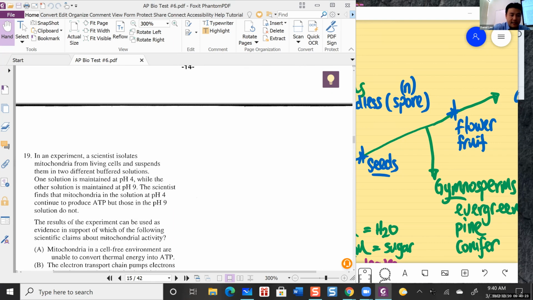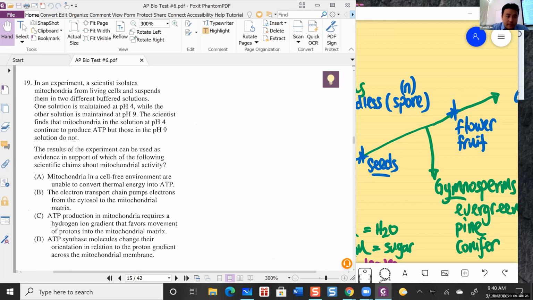Next one. Number 19. In an experiment, scientists isolate mitochondria. Now, the first thing that popped to my mind, mitochondria used to be a free-living aerobic bacteria, right? It has its own DNA. Mitochondrial DNA is passed from mother to every child, yeah, son or daughter. All right, but okay, so now you put them into 2 buffer solutions. One is at pH 4, one is at pH 9. The scientists found that the mitochondria in pH 4 make ATP. So pH 4 means more acidic, that has lots of H pluses, and that is probably required for ATP synthase.